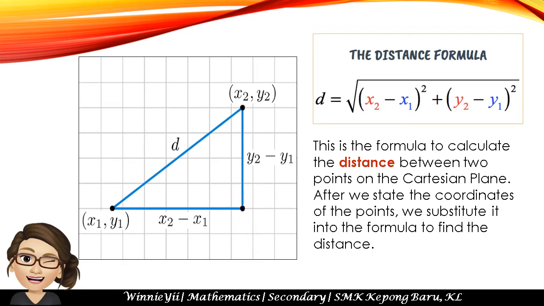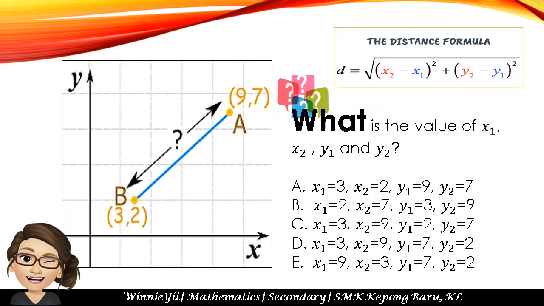This is the formula to calculate the distance between two points on the Cartesian plane. After we state the coordinates of the points, we substitute them into the formula to find the distance. Before we calculate the distance of the 2 points, we state the coordinates of the points first.